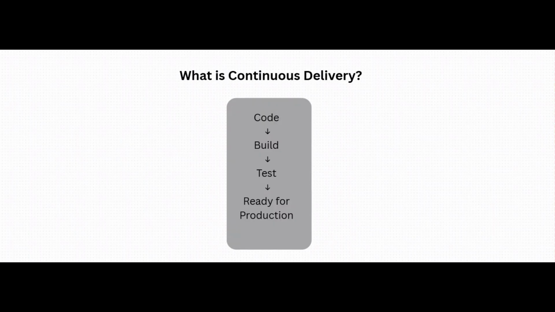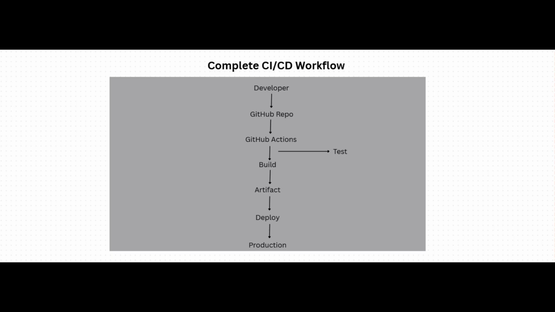So in simple terms, continuous delivery means the application is automatically prepared for deployment, but the final deployment requires human approval. So now look at the complete CI/CD workflow that you can see on the screen.